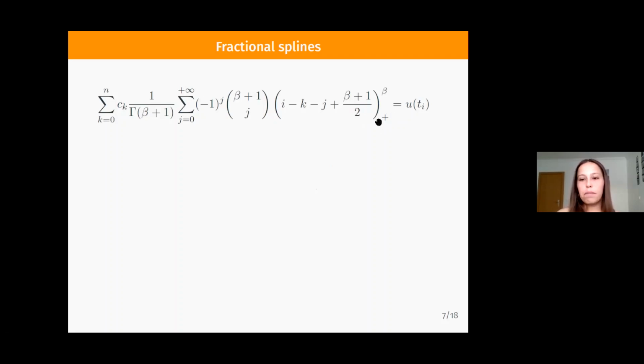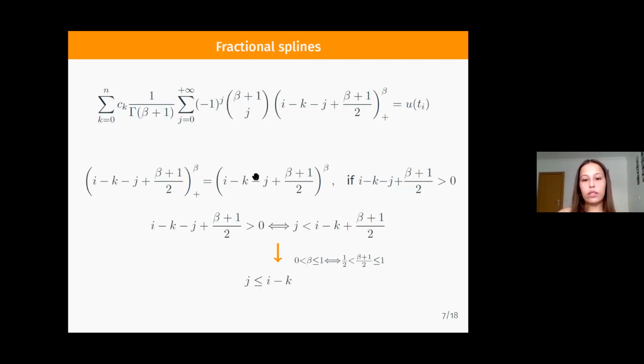This plus means that this only has value when what's inside the parentheses is positive. It's what I have here. This is equal to this if i minus k minus j plus beta plus 1 over 2 is greater than 0. What this means is that j has to be less than i minus k plus beta plus 1 over 2. But as beta is between 0 and 1, we arrive at j having to be less than or equal to i minus k. So we can drop the plus infinity in this sum and replace it by i minus k, and then we have a finite sum.